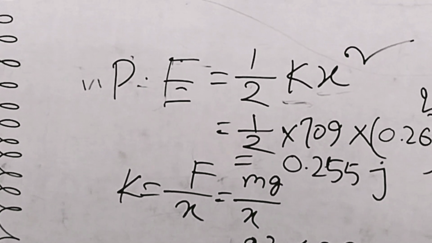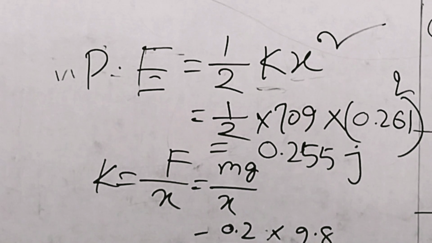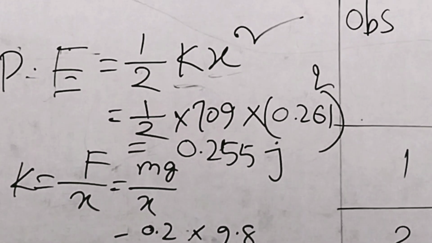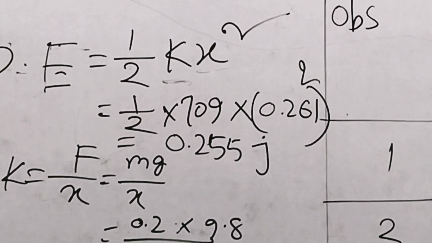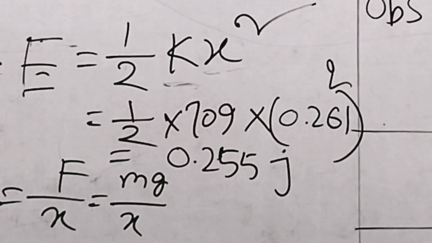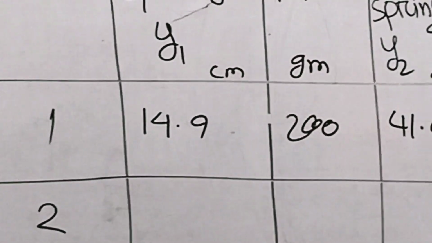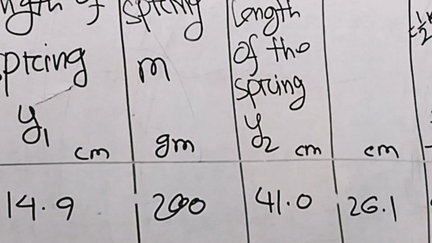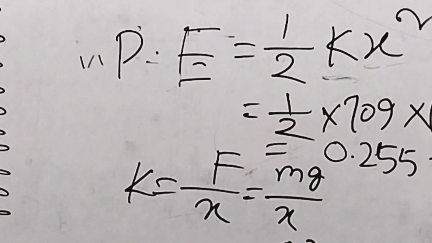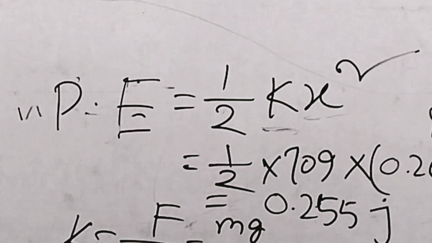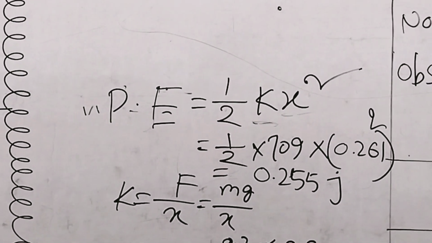at first, spring constant k, we know that k equals f by x, and f equals mg, so k equals mg by x. So here mass is 200 gram, which equals 0.2 kg, and the value of g is 9.8, divided by x, that is 0.261 meter. Here extension equals 26.1 centimeter, which equals 0.261 meter. So spring constant equals 7.509 Newton per meter.